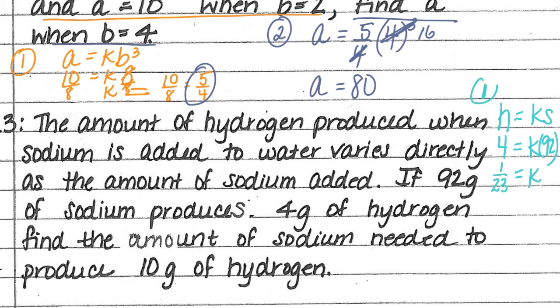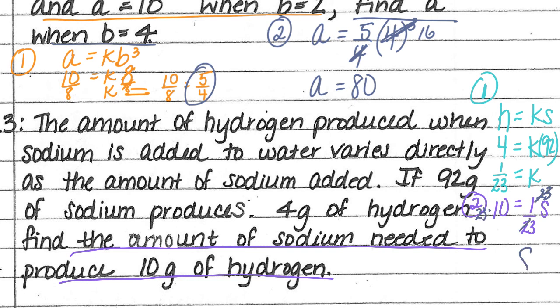So that is my first scenario. Then the second scenario says, find the amount of sodium needed to produce 10. Well, I need this to be 10, my H. I know 1 over 23 is my K, and I'm looking for S. So when I multiply each by the reciprocal times 23, you could probably do that in your head, you get S is equal to 230.